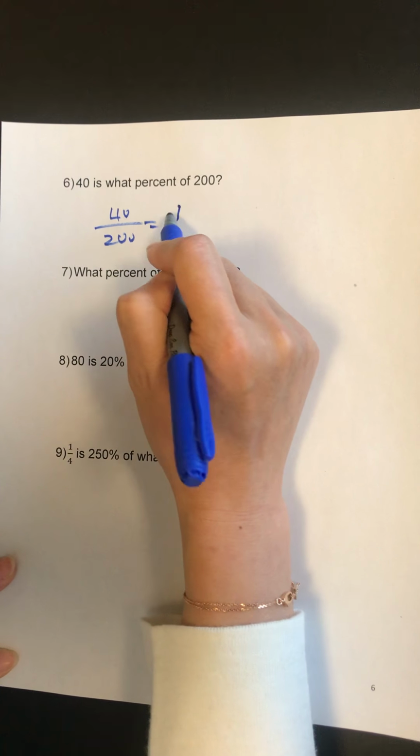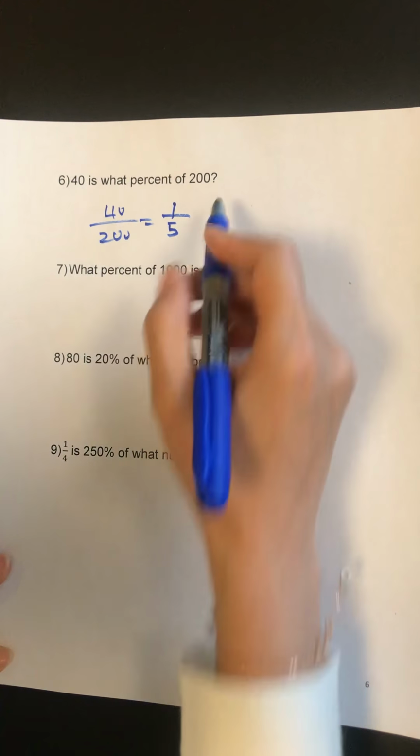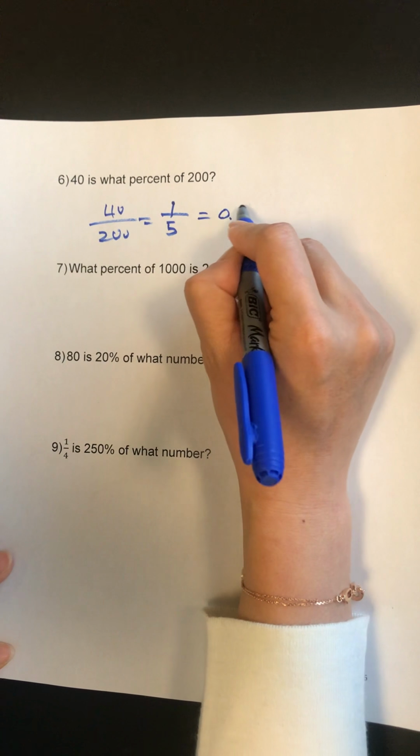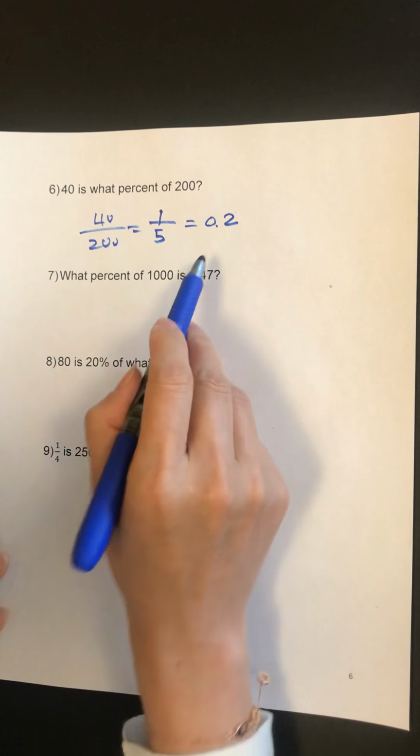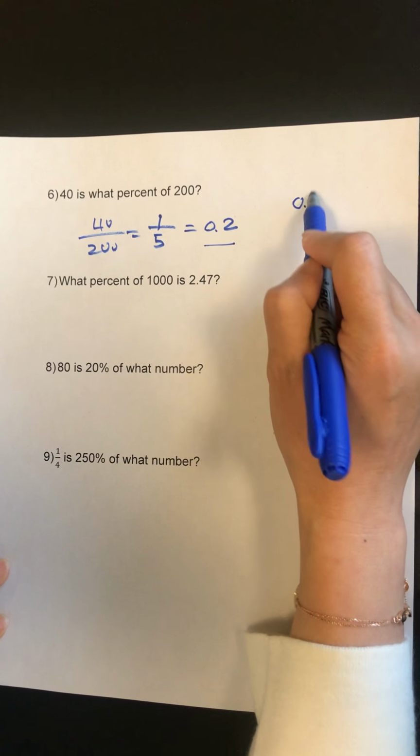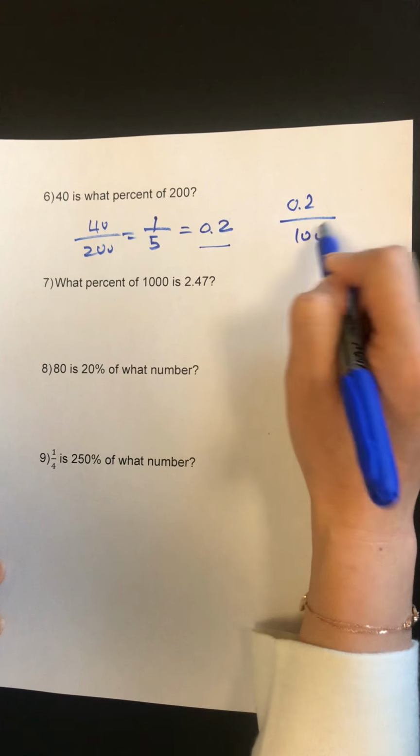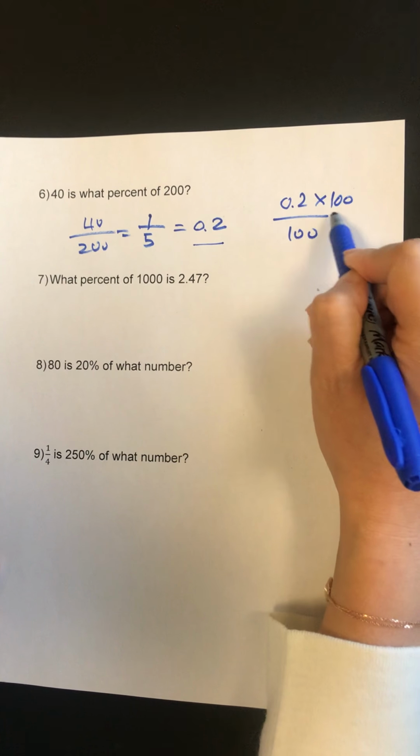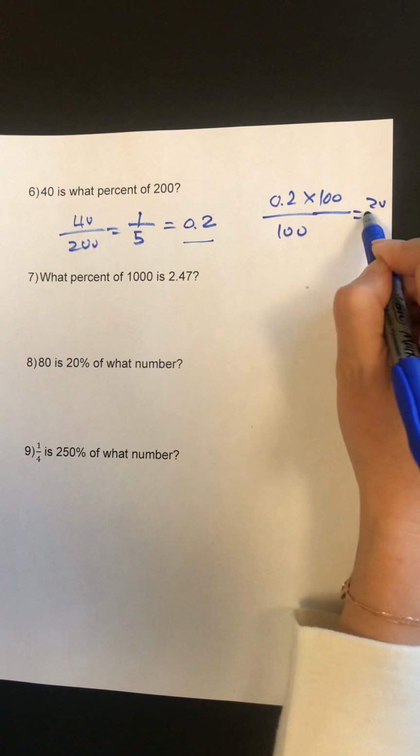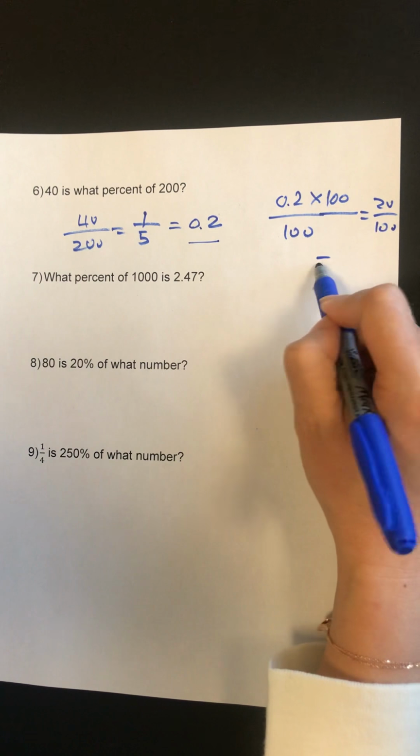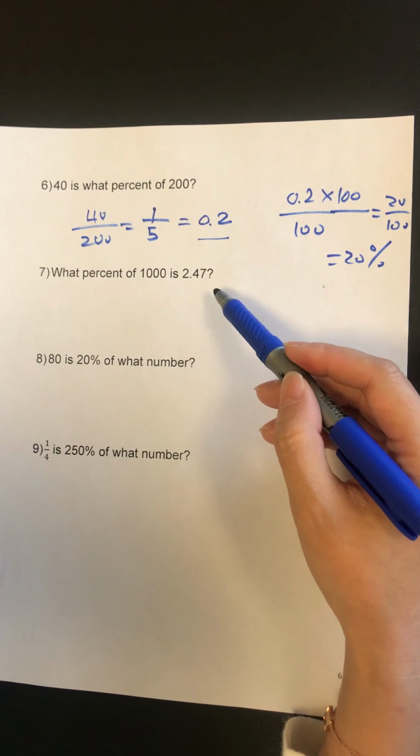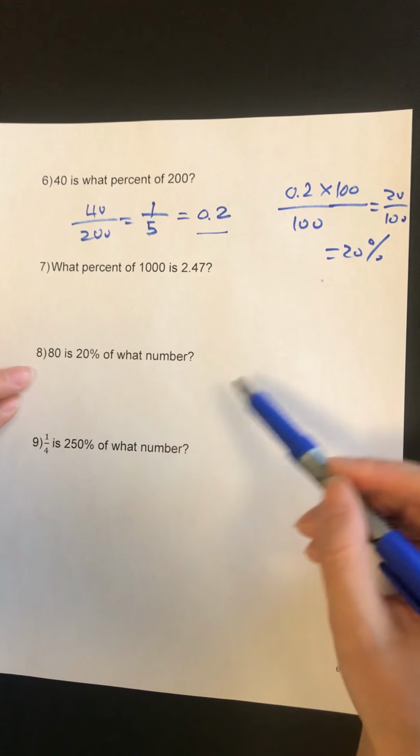That's 1 over 5, or that's 0.2. So convert this decimal number into a percentage. So 0.2, we want to divide by 100. In fraction form, we need to multiply the numerator by 100 as well. So the top is 20, the bottom is 100. So that's 20%. So this one, I want a student to carry out by themselves.